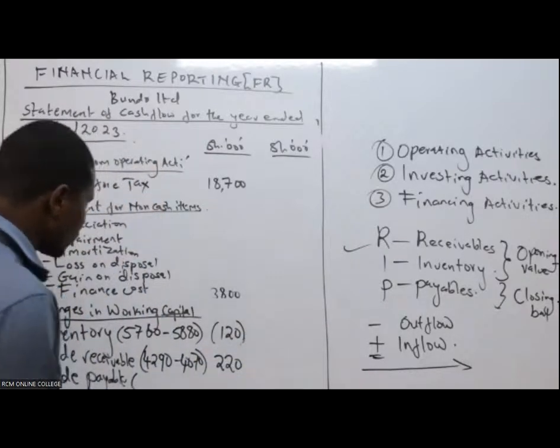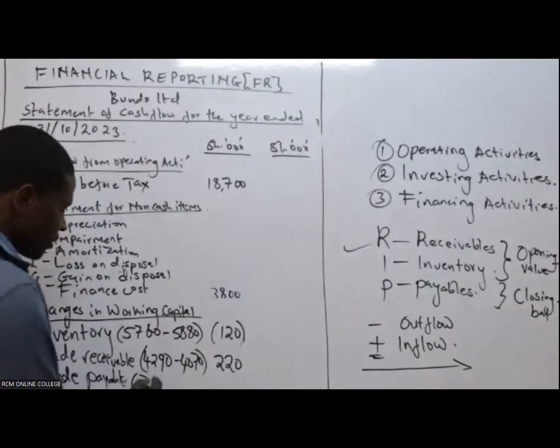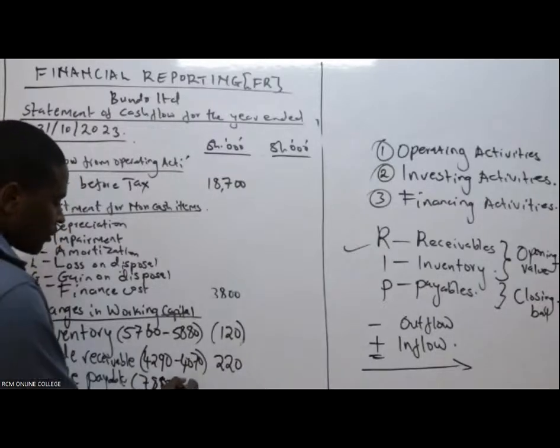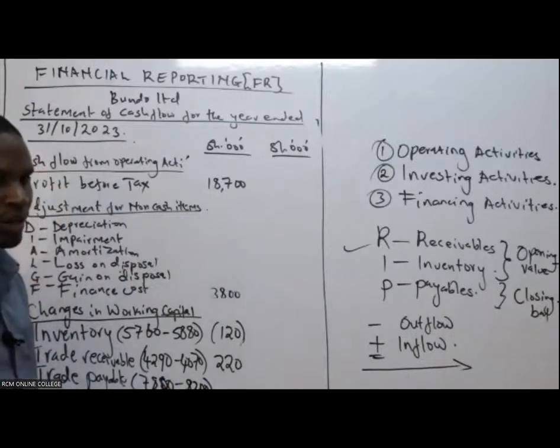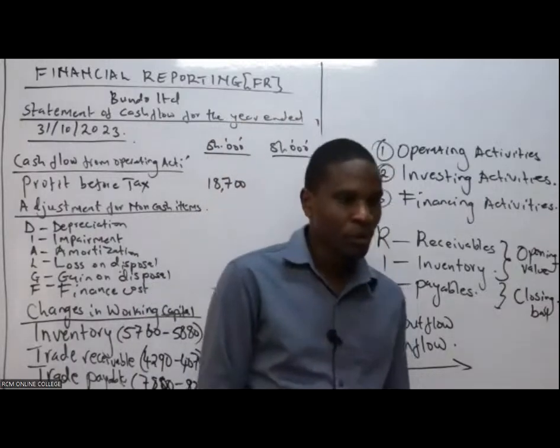So in this case, we're going to look at the closing balance of our trade payable, which is 7,800. 7,800 minus 8,200. Can you give me the figure, what you get there? What are you going to get?